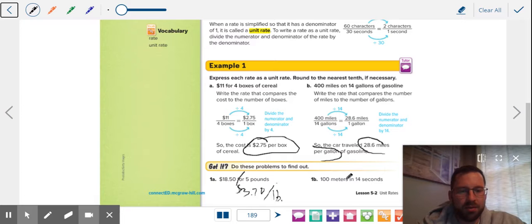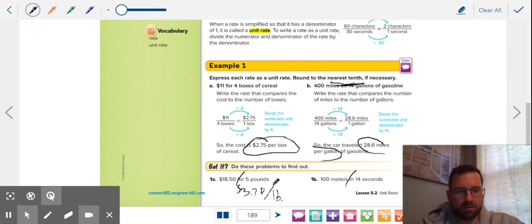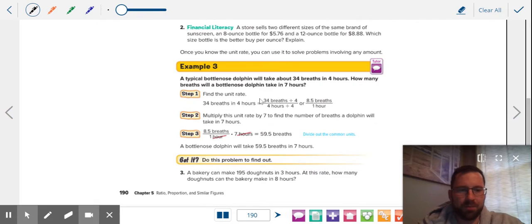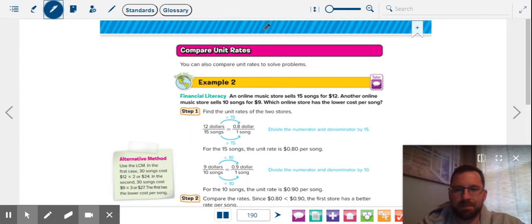All right, if you run 100 meters in 14 seconds, we're going to round to the nearest tenth. That's the most common thing to do. Up here, it said it in the instructions. You get 7.1 meters per second. M is short for meters, S for seconds. Remember, if you don't know the abbreviations, feel free to look them up. You can write out the whole word if you like.